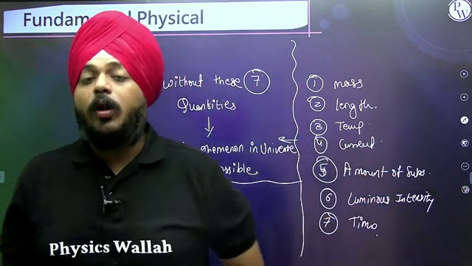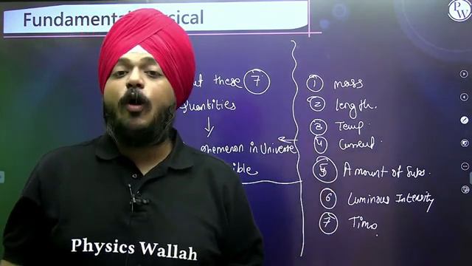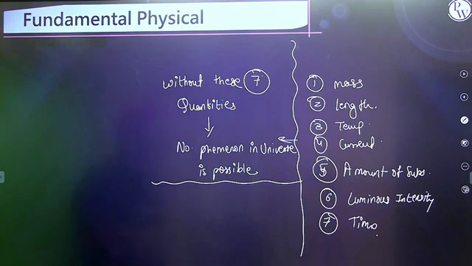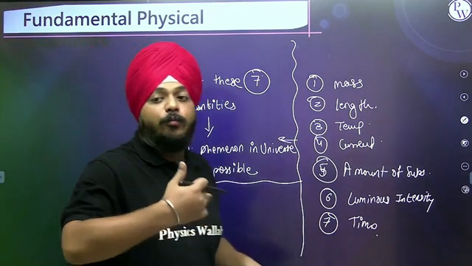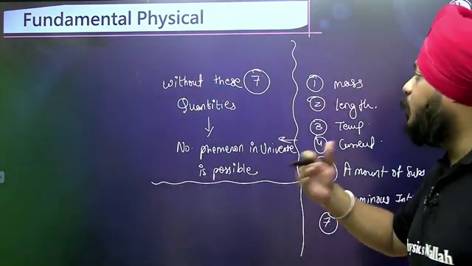Now, let's move on to the next definition, that is the derived physical quantity. How are we going to define it? It is a combination of more than two fundamental physical quantities.